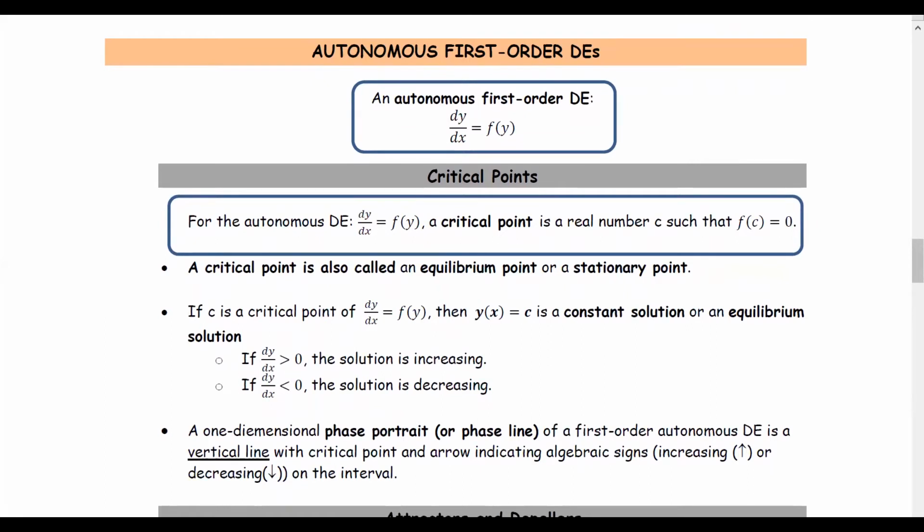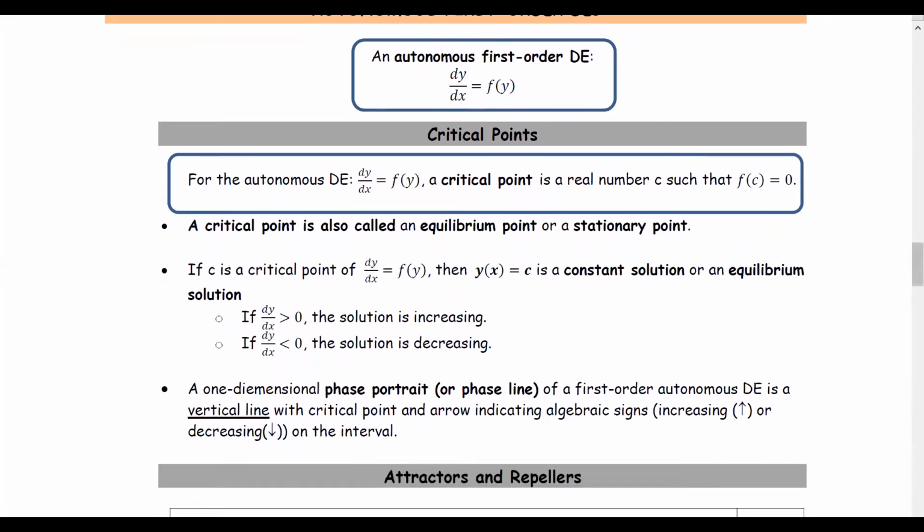For the autonomous differential equation, a critical point is a real number c such that f at c is 0. A critical point is also called an equilibrium point or a stationary point. As dy/dx is the slope, if dy/dx is greater than 0, the solution is increasing. If dy/dx is less than 0, the solution is decreasing.